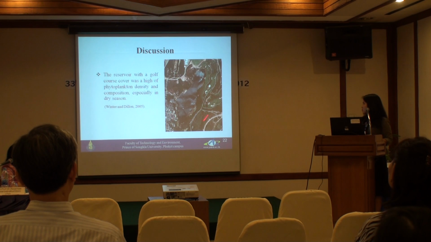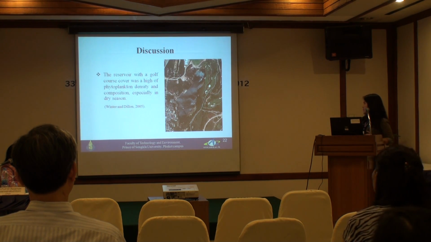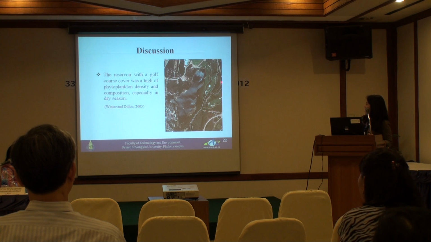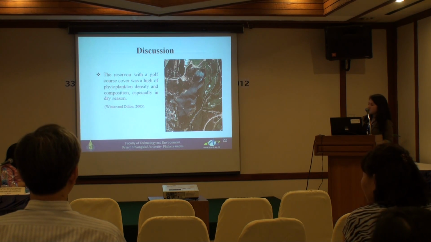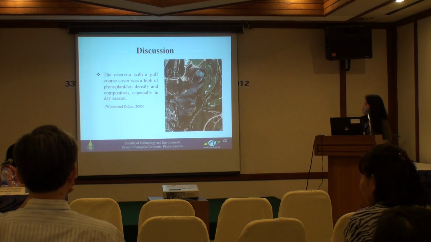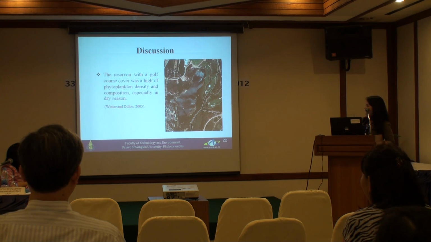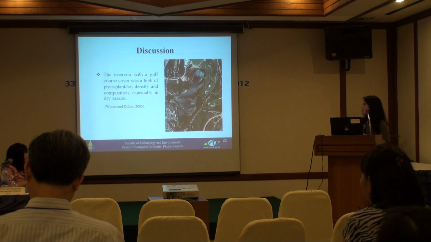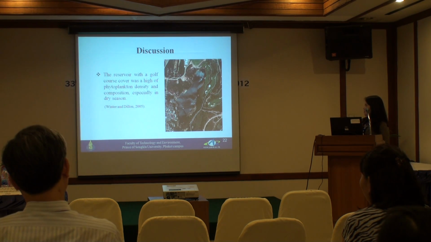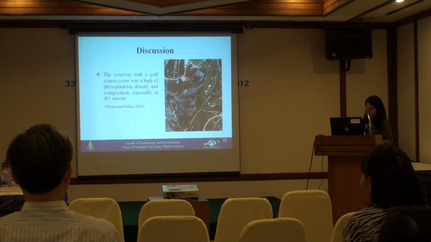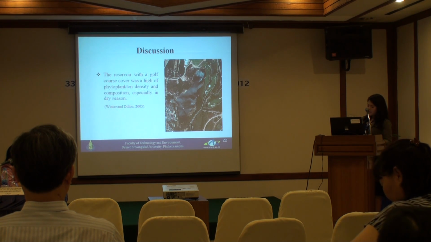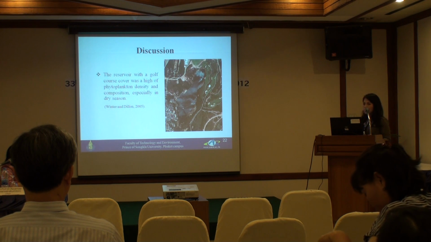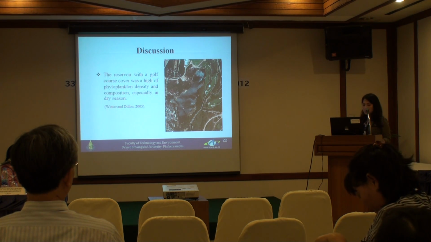This is Audomlak reservoir, one of the sampling sites. It is covered by a lot of golf course area. The reservoir with the golf course cover had a high phytoplankton density and composition, especially in the dry season. To maintain the green turf in the dry season, chemical fertilizer and pesticide treatment have been used, which may be harmful to water quality.